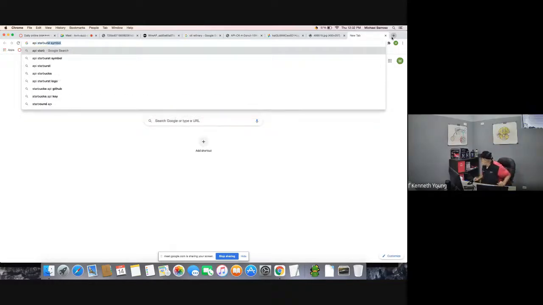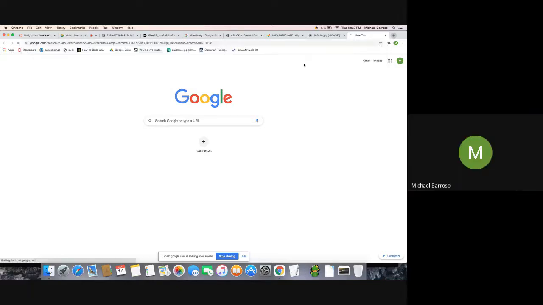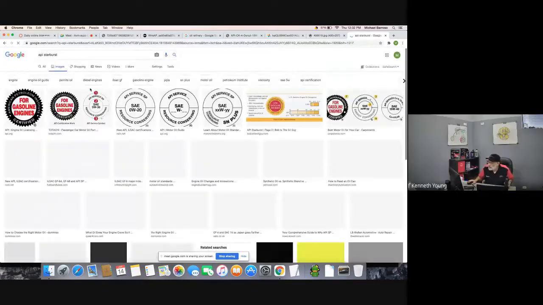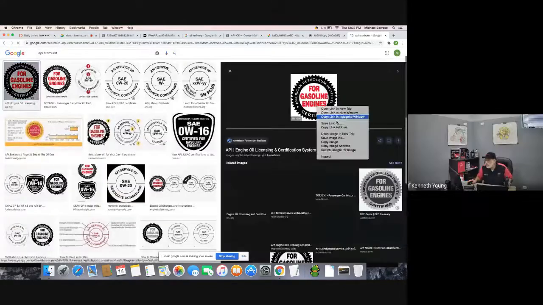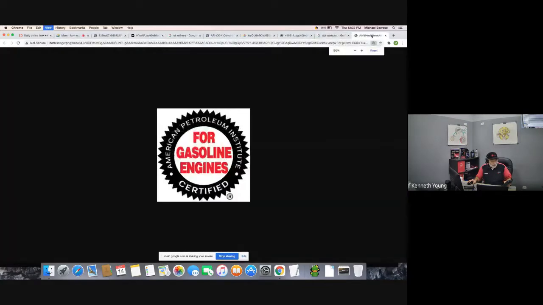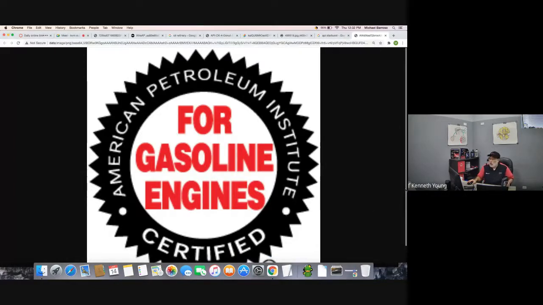I bet you I got a picture of it on my iPhone. Yeah, there it is. Oh, okay. That's all it is. It's just this starry looking thing. That is a more modern symbol, which simply means American Petroleum Institute has certified this oil. So you are always to look for the Starburst. Once you see the Starburst, you turn to the back of the oil to see what the letters are, which should be SN or greater.